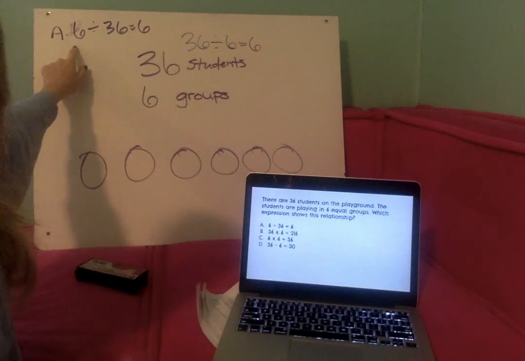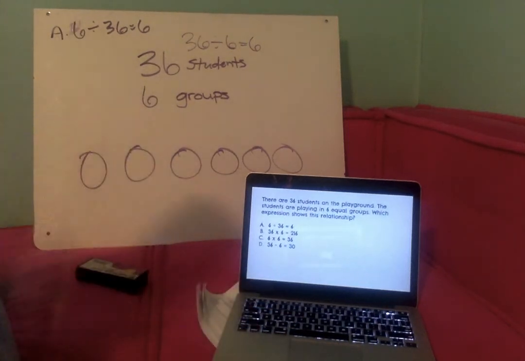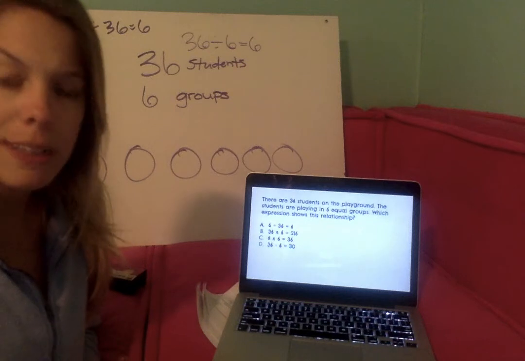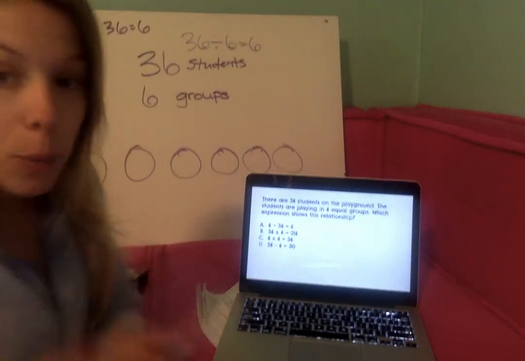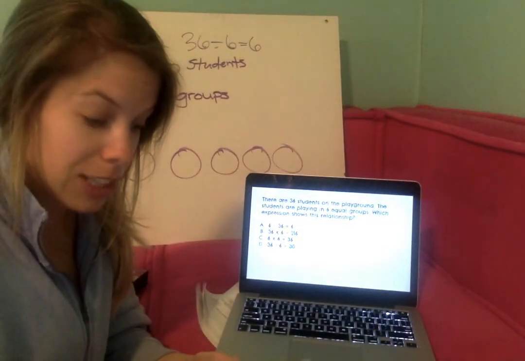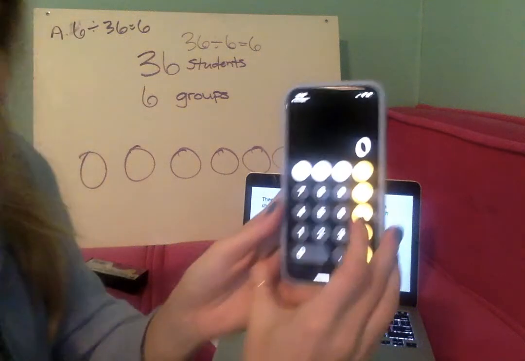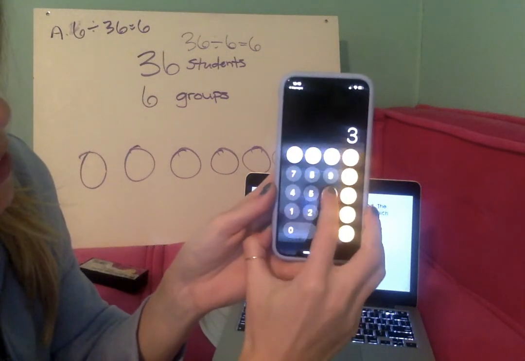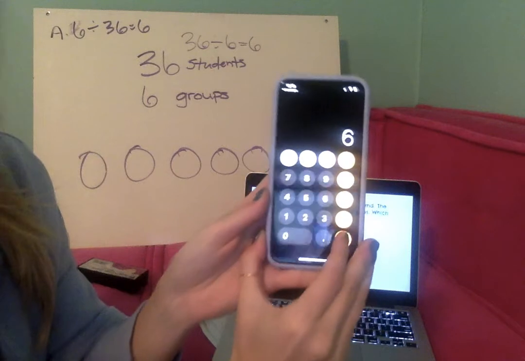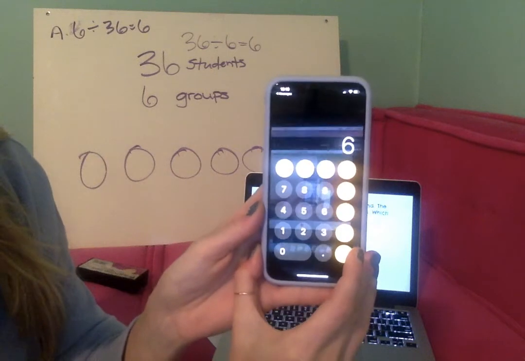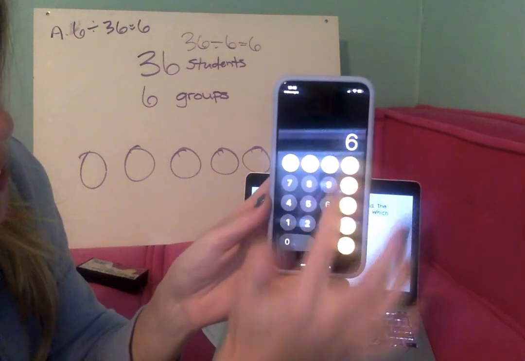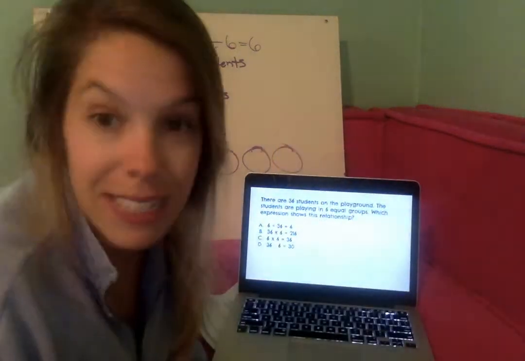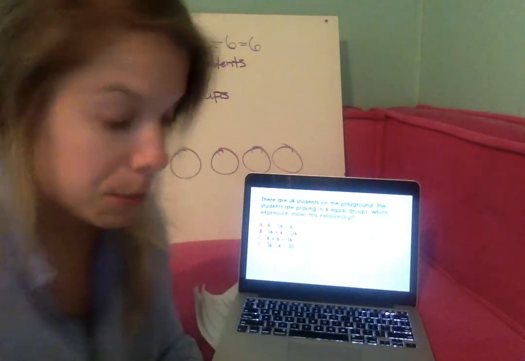Now, A, 6 divided by 36 equals 6. Some of you are going to say, yeah, that's right. Those are all the numbers that we use. But we had a problem like this in my class that I had to explain the difference. And this is what I showed them. So, if we did 36 divided by 6, that equals 6, okay? But if we did 6 divided by 36, that gives us a crazy number. So it doesn't work. So that is not an expression we can use.